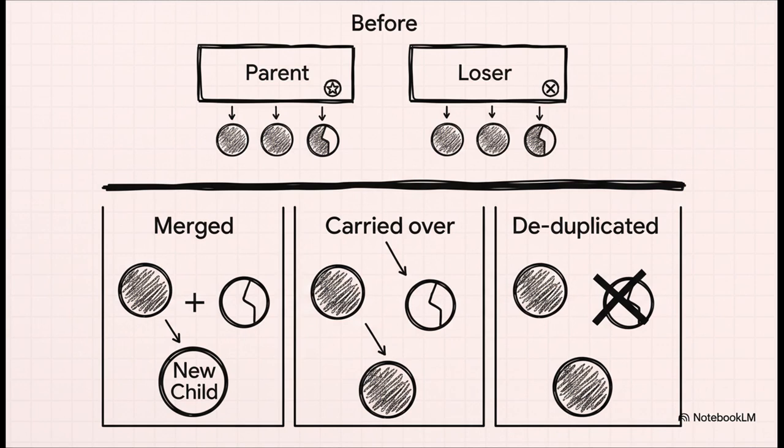Okay, now for the big one. What happens when 2 parent records merge? Do all the children from the losing record just vanish? No. The great news is you are in complete control. You can configure those child records to be merged or to just be carried over to the winning parent, or even to be deduplicated if the winner already has a similar address.